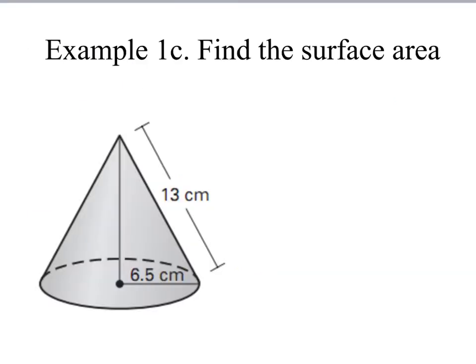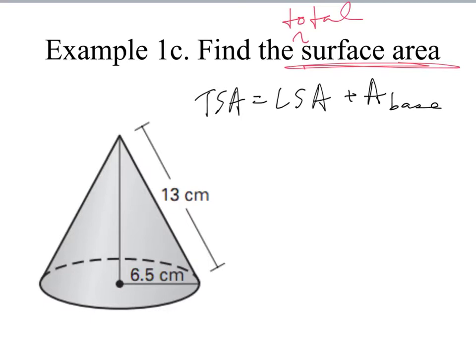Take a moment, you can look at this example. It's 1C, it's given in your ICW. At this point you probably feel confident doing it yourself, but if not, just listen and learn, or watch and learn. Again, I think they really meant to say find the total surface area. So what is total surface area? And so this is a cone.